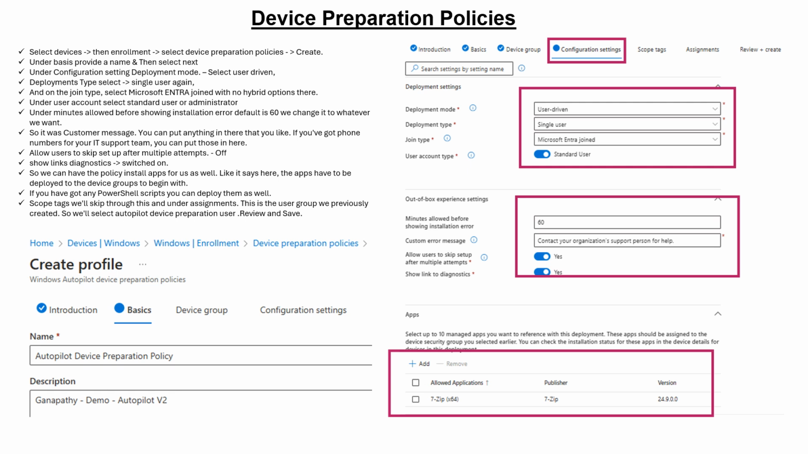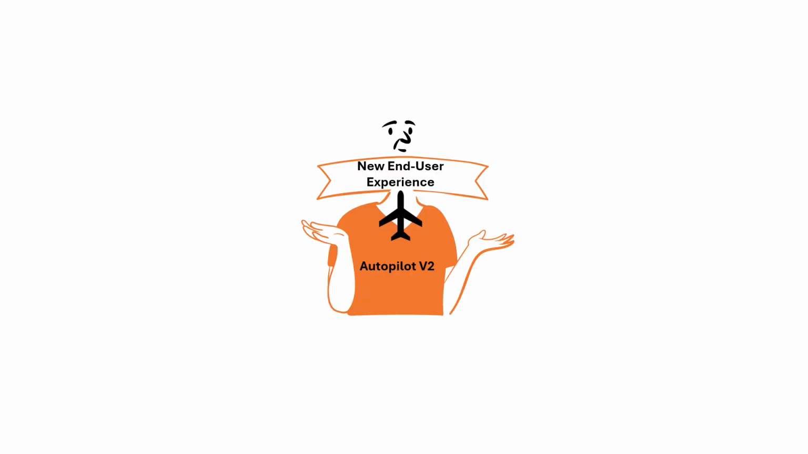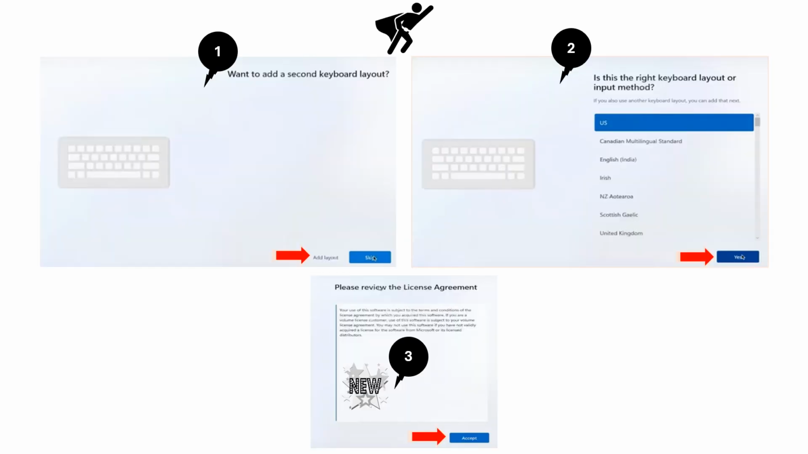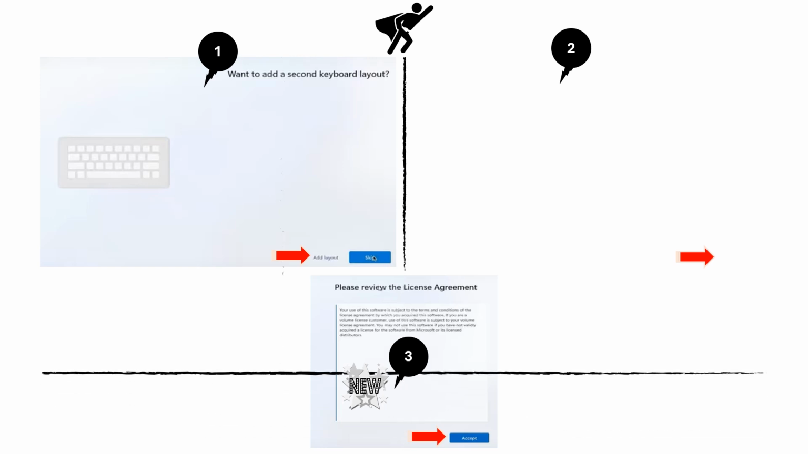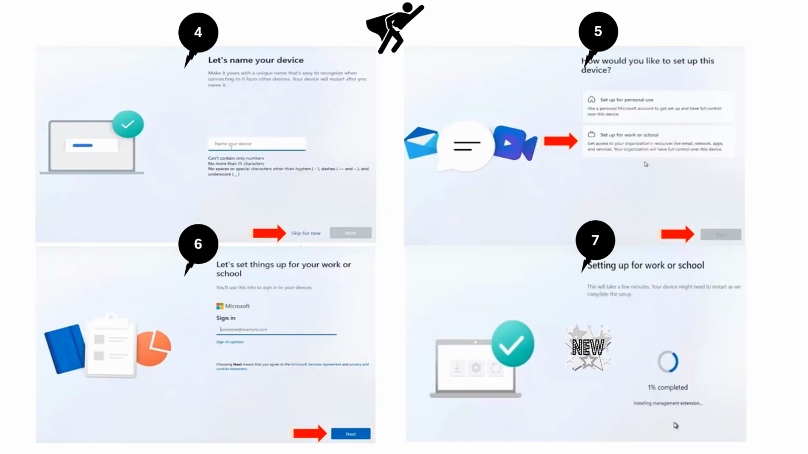Now let's discuss the new user experience with Autopilot version 2. As we have the new device powered on, choose your preferred keyboard layout or opt for the default setting by skipping this step. Review and accept the updated license agreement, which is changed from version 1 to version 2. This step allows you to name your device, but it can be skipped. It was not included in version 1.